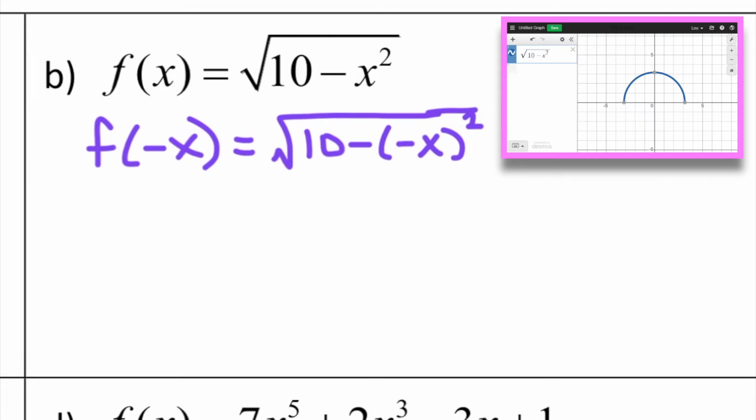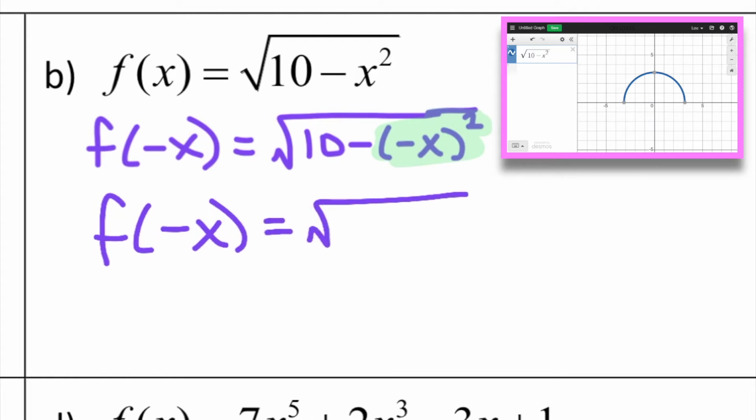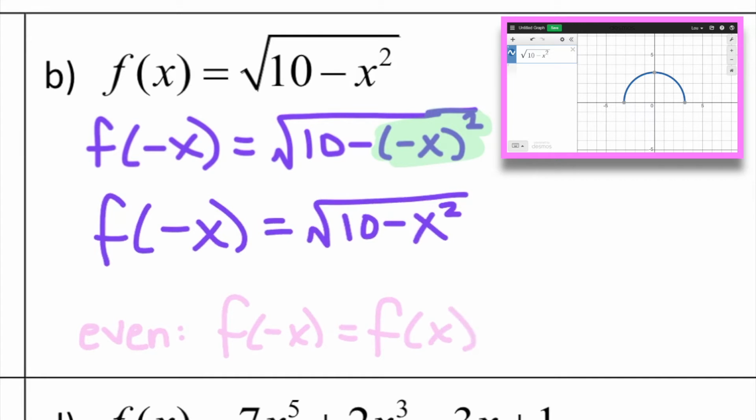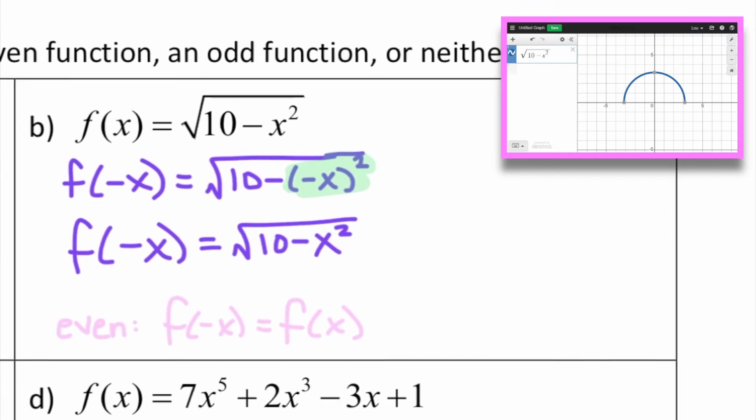And again, negative x squared is just positive x squared. And so f of negative x is equal to radical 10 minus x squared. And that's really where we started. And remember that for an even function, f of negative x gives me the original function f of x unchanged. And that's what we have here, an even function. And so letter B is even.